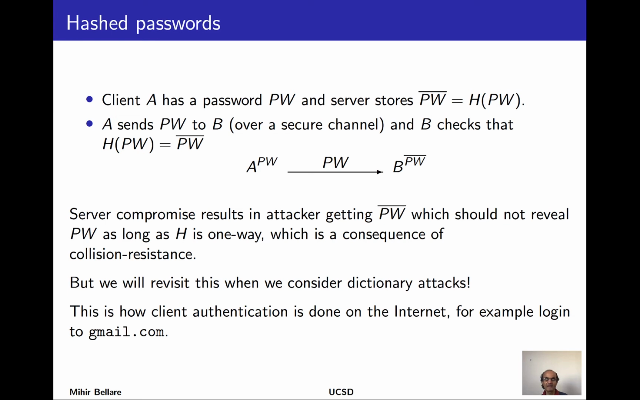So what's usually done instead is that the servers don't store clear text passwords. They store their hashes under one of these hash functions. The client will still convey over the TLS channel the clear text password, but the check now is to hash what's obtained and check that it matches up with the stored hash. So server compromise now results in the attacker getting the hashed password. And our goal should be that that hash does not reveal the original password. In other words, it should be hard for an attacker to reverse the hash and get back the original password. And this is true as long as H is one way. One way stands for not easy to reverse. But that turns out to be a consequence of collision resistance. And so this is one sort of use of collision resistance.